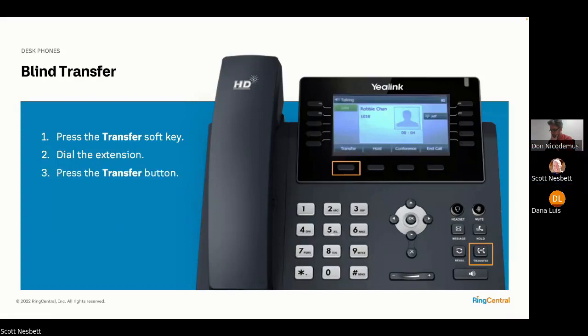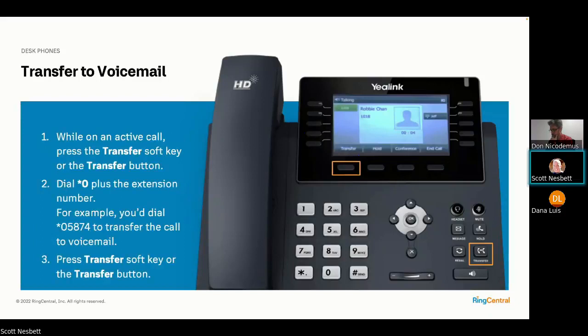The blind transfer is when somebody typically requests, hey, can you just patch me through to this person? I was talking to them earlier, and they told me just to transfer it to them. So you hit transfer, you dial the extension, and you immediately hit transfer again, because you're not doing a warm introduction. You're just transferring immediately at that point, and it gets the caller over.